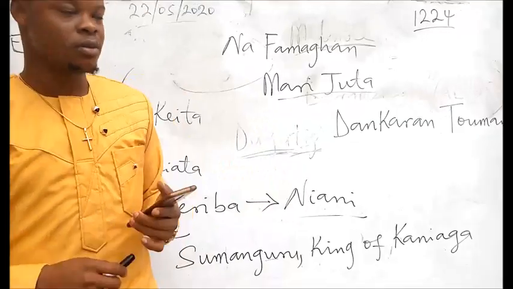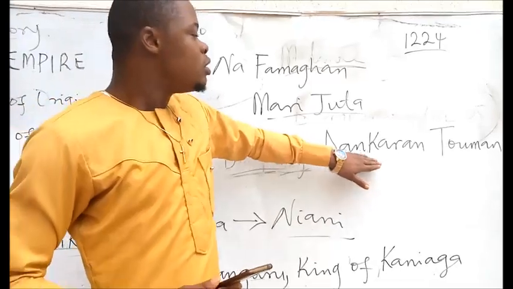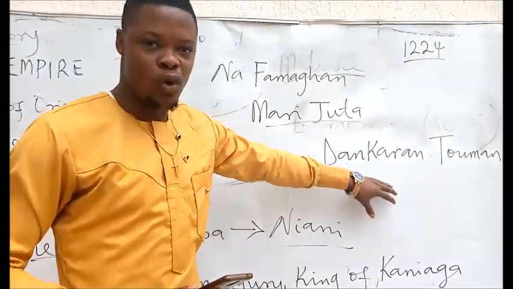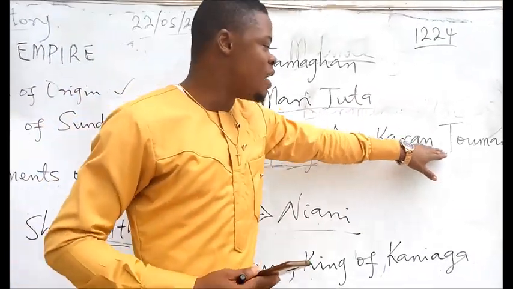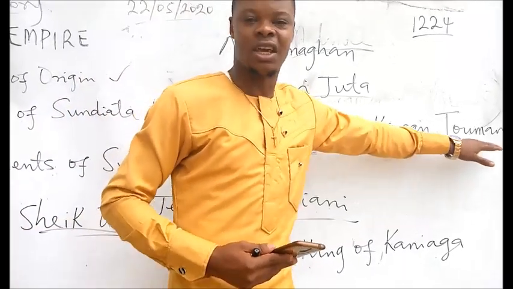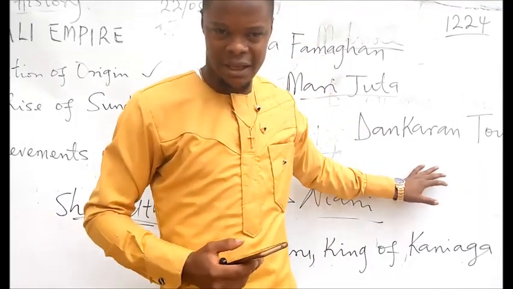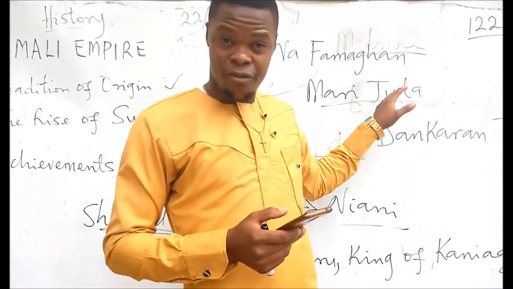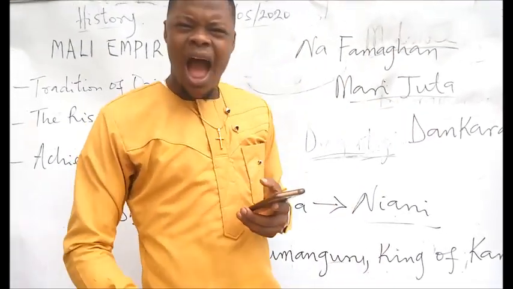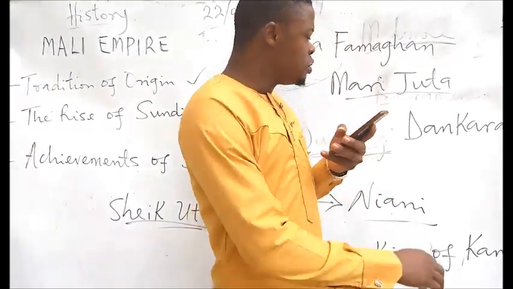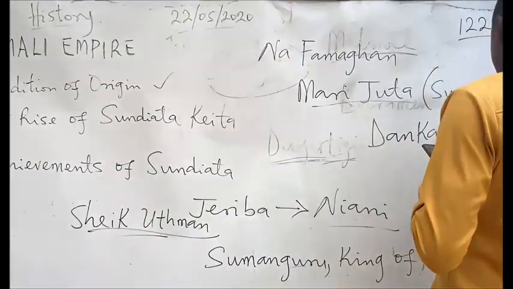I hope you are following progressively because the history is progressing. Okay. So this Dankaran Tuman was the half-brother of Marijuta, later known as Sundiata. So it was this man that Sumanguru made the king of the empire. So Sumanguru made Dankaran Tuman the king and left also his half-brother who was a cripple, Marijuta. Now what happened later? After about 7 years, this Marijuta, by that time he was now officially known as Sundiata.